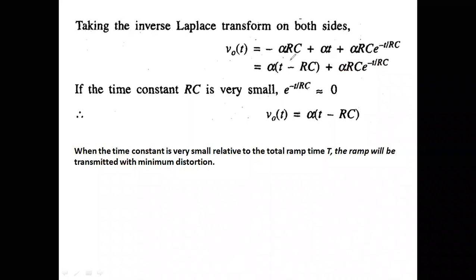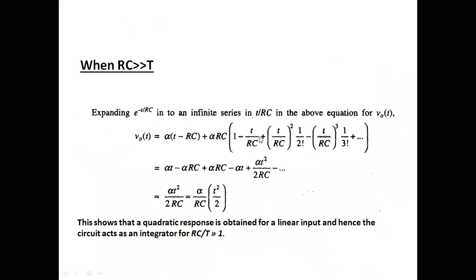Now consider the second case, where the time constant is very large. Time constant very large means e power minus t by RC can't be neglected, because RC is very large, so the total value will be very small. 1 by a small value means the value will be very large. We should not neglect this term. Therefore, instead of neglecting this term, I have expanded it.